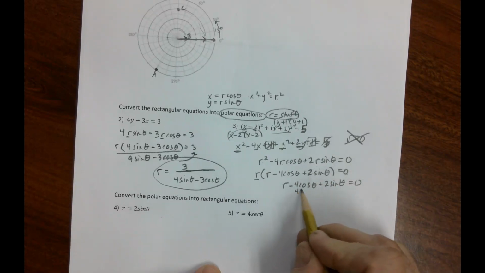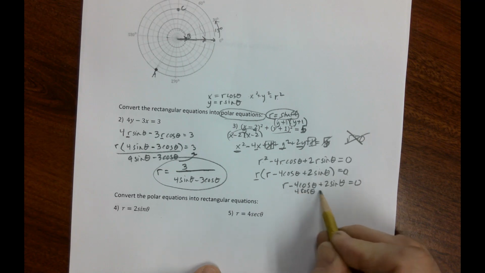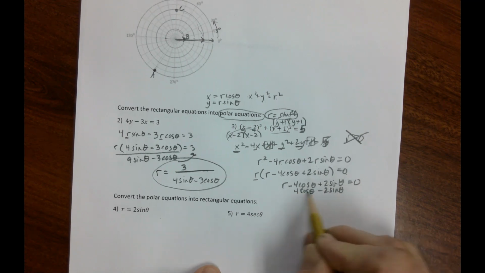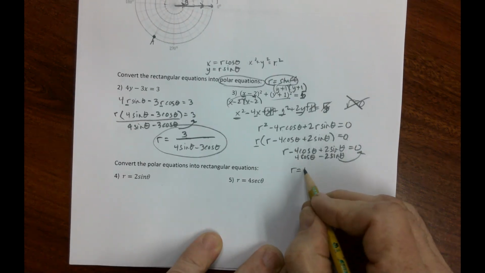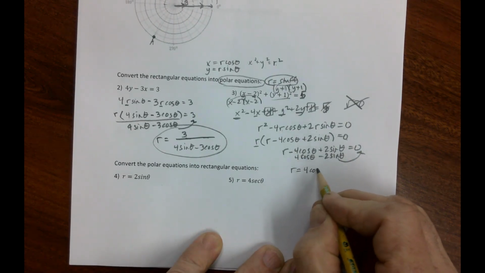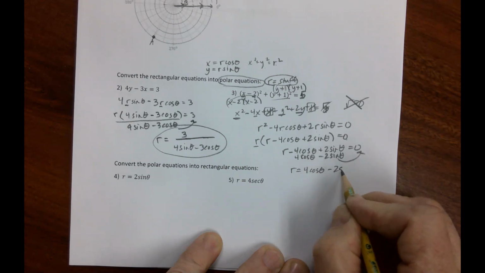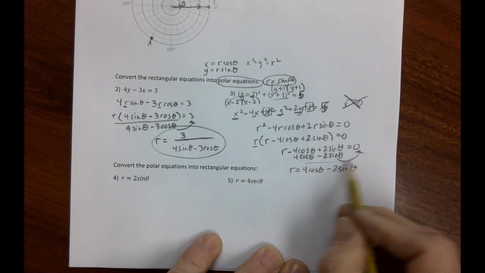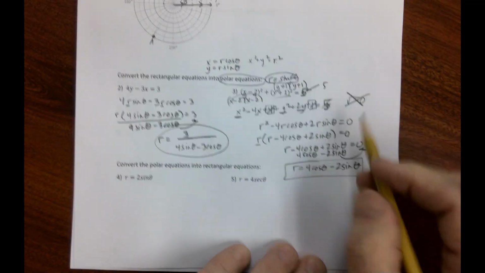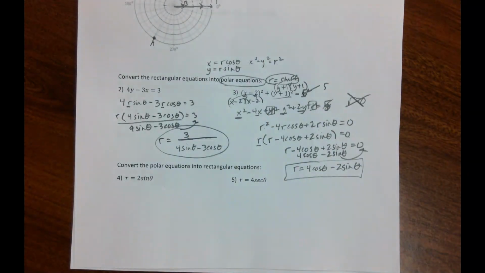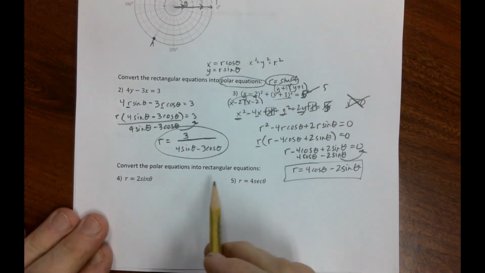So I'm going to add 4 cosine theta and subtract 2 sine theta from this side and that side. So r would be 4 cosine theta minus 2 sine theta. And we did it. But yeah, that needs to be a 5, because those constants need to cancel, or else it will turn into a complete nightmare. Now we've got to go in reverse order.